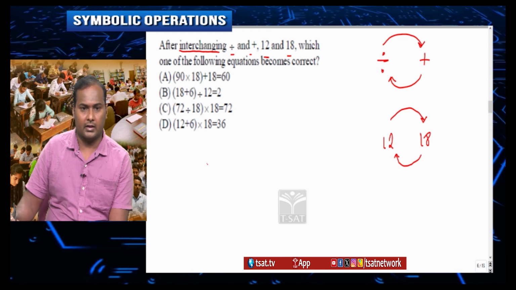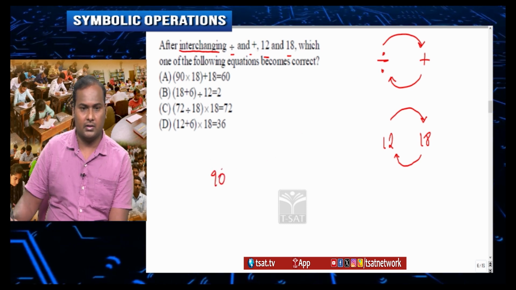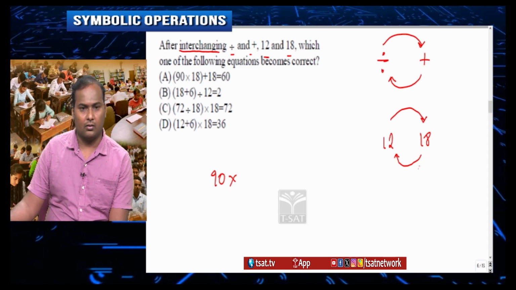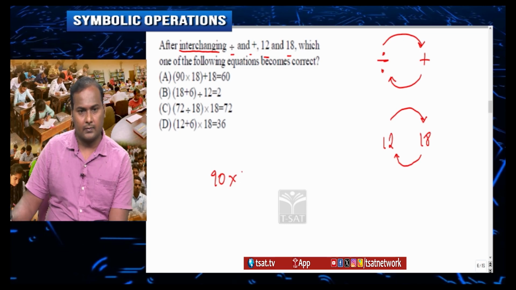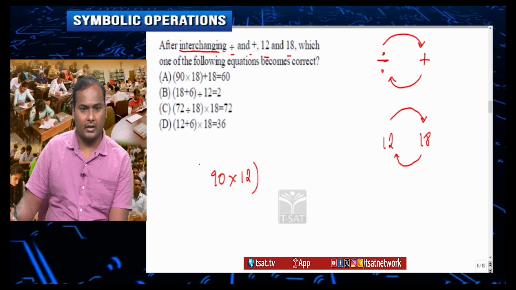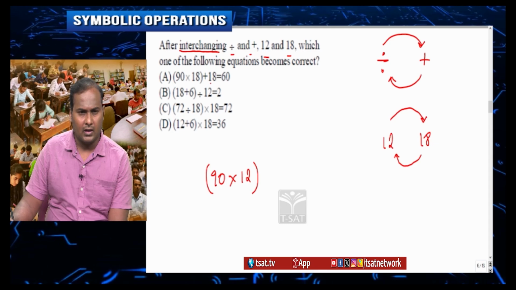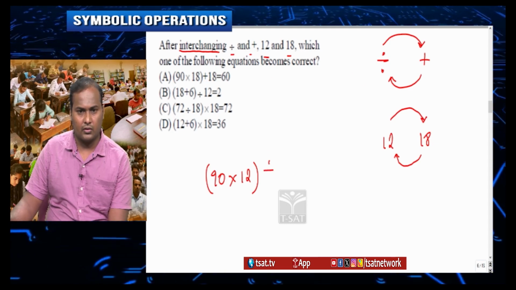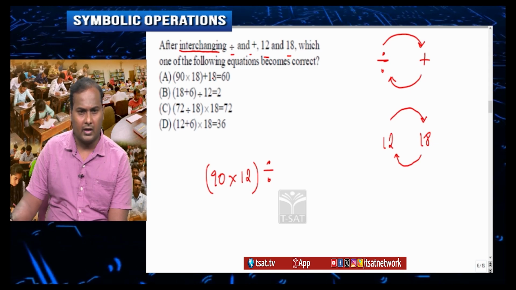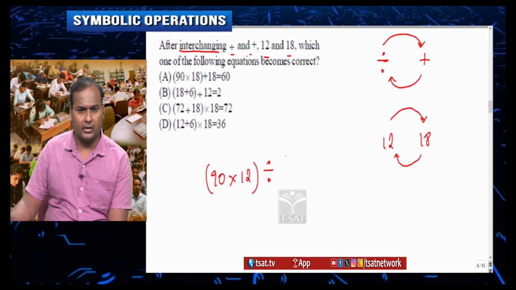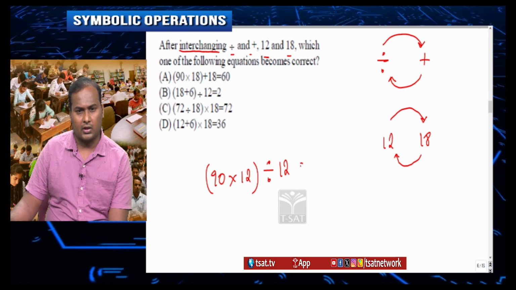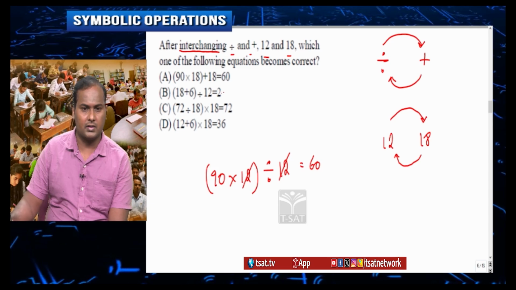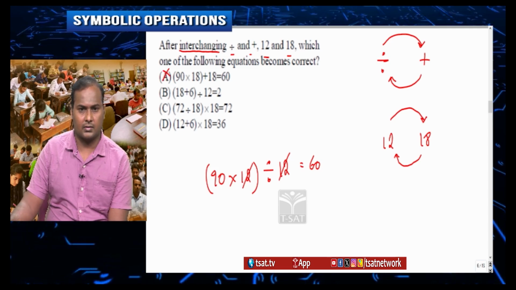Option A, 90, yes, I can take 90 directly. Multiplication, yes, I can take multiplication. Now see here, you have 18. Whenever you see 18, you have to put 12 here. Then in the bracket, plus. Wherever you see plus, you have to keep division. And again you have 18, so you put 12. Now check whether it is equal to 60 or not. It is not equal to 60. So option A cannot be your answer.